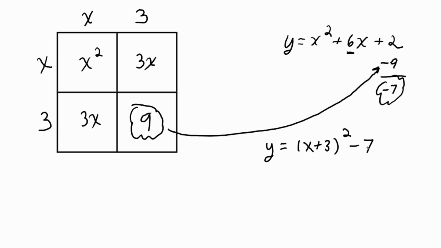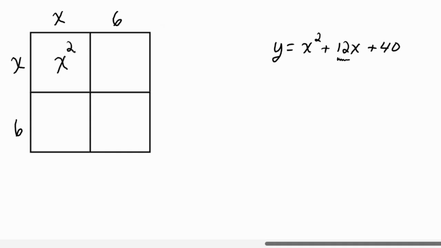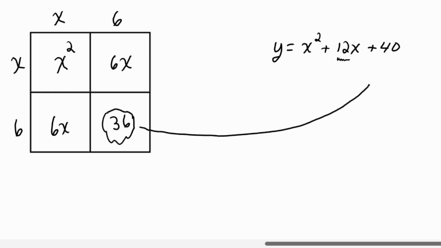Let's try another one. This one we have y equals x squared plus 12x plus 40. Again, we're going to take half of 12, which is 6. That means we're going to use x plus 6 into the box. So x plus 6, x plus 6. We fill our box: x squared, 6x, 6x, and then 6 times 6 is 36. We take the 36 and subtract, and we get 4.